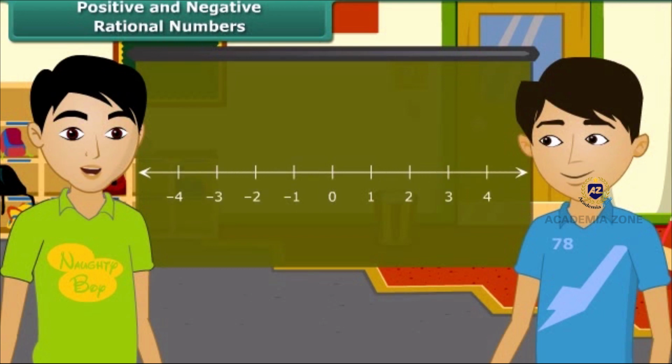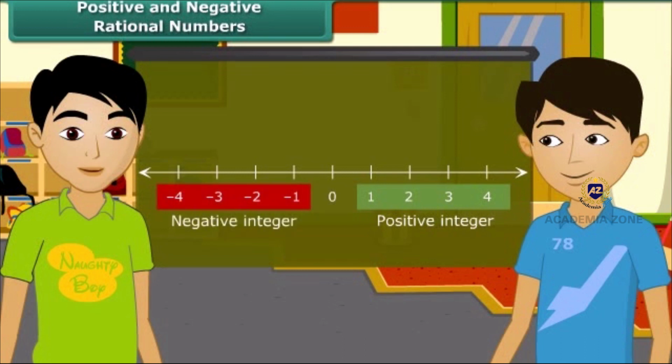How do we represent a rational number on a number line? Look at this number line. Points on the right side of 0 are called positive integers and points on the left side of 0 are called negative integers. Let's mark 1/2 on this line. 1/2 will lie in between 0 and 1, and -1/2 will lie in between 0 and -1.